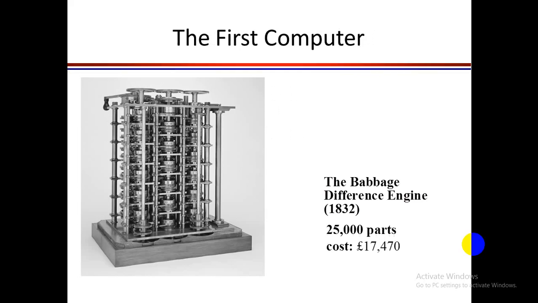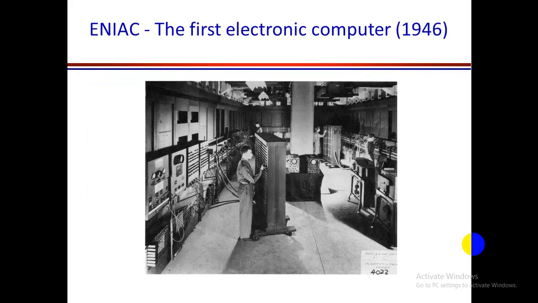Let us see. This is the first computer, the Babbage Difference Engine, which was invented in the year 1832. It has around 25,000 parts and it cost around 17,000 euros. The first electronic computer, which was invented in the year 1946, is called ENIAC, and as you can see in the picture, it uses a whole room to install just a single computer.